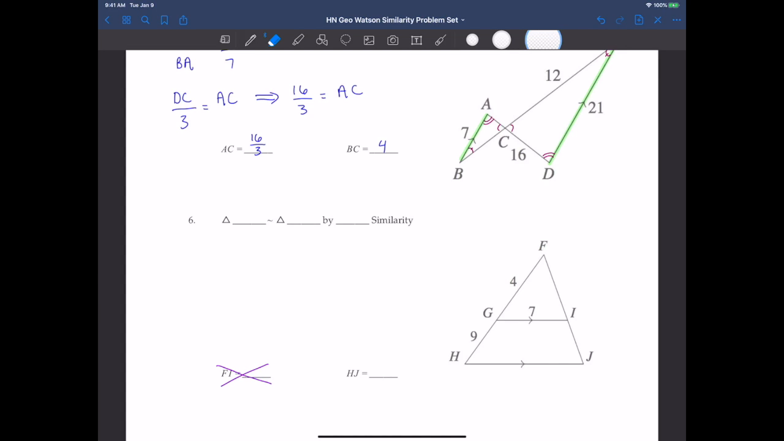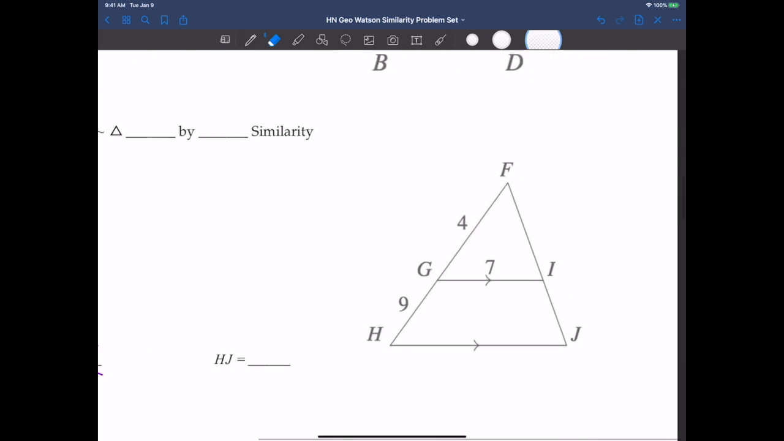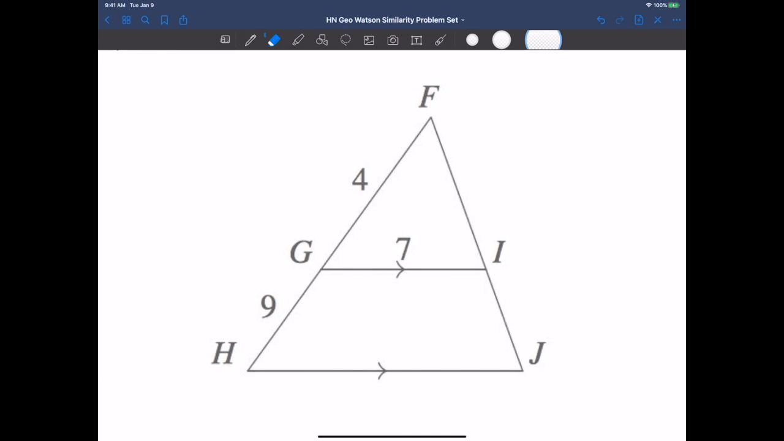In number 6, we only need to calculate the length of HJ. We don't need to calculate the length of FI. I'm going to make that correction in the document. So first notice that GI and HJ are parallel. This tells us that these angles are congruent and these angles are congruent because we have corresponding angles formed by parallel lines cut by a transversal.